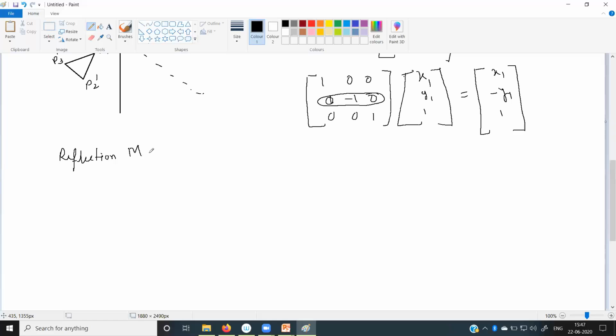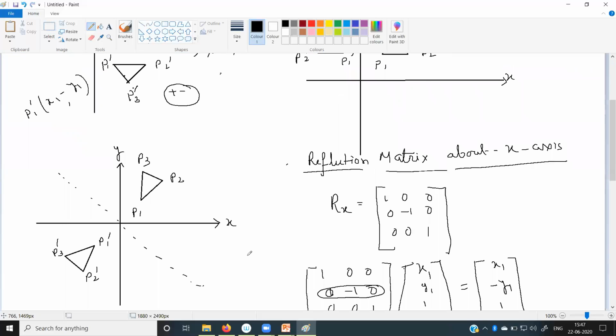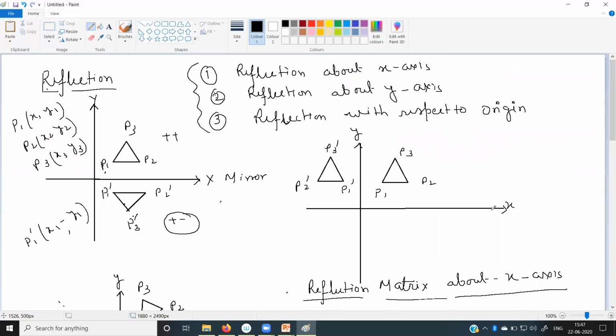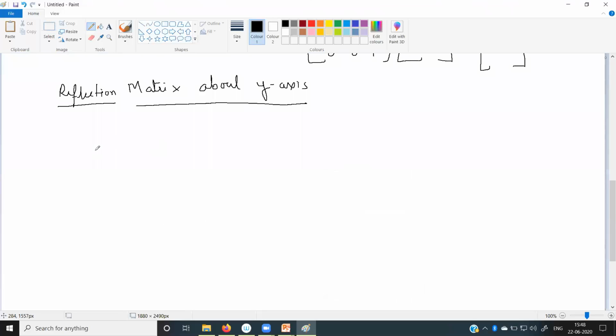So we are writing the reflection matrix about y-axis. Okay. So if I want to perform the reflection about y-axis, the same thing is there. Second quadrant. In this quadrant, everything is positive, and in this quadrant, the value of x is minus and the value of y is plus. Clear? So the same operation we need to perform. We need to multiply the x value by minus 1.